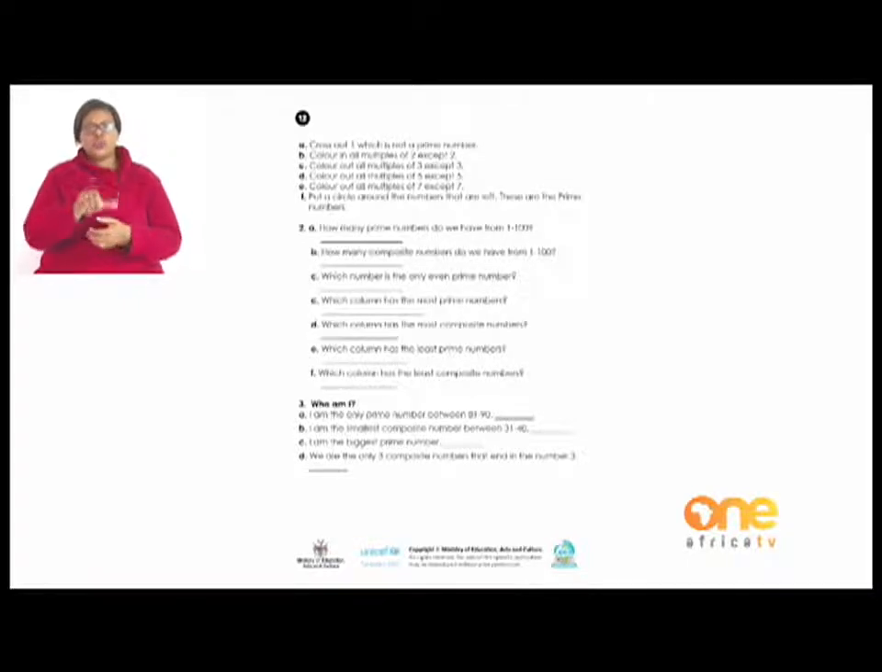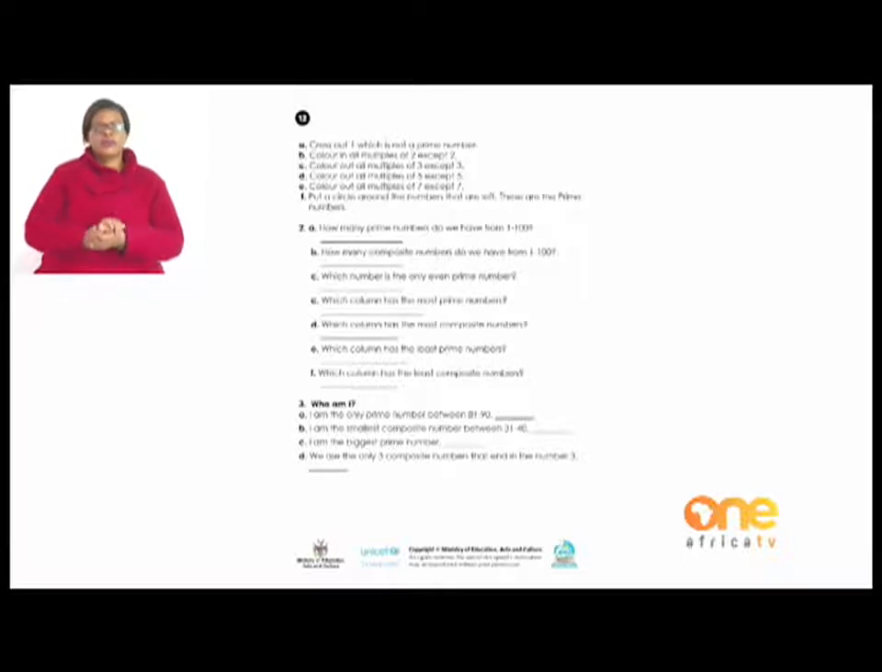Which column has the most composite numbers? Discover that. And then we have E. Which column has the least prime numbers? And then lastly, which column has the least composite numbers? I think that should be easy for you to do if you have done your table correctly. Take your time and study the table thoroughly.